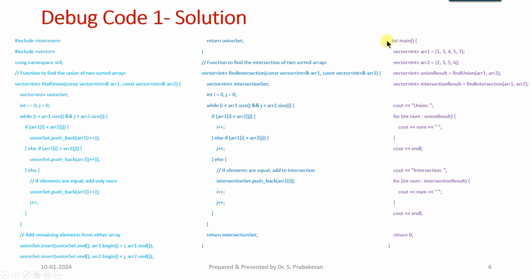Moving on to the next part, that is our main function. We all know that in the main function we have two sorted arrays, array 1 and array 2. Here we call the find union as well as the find intersection function, passing these arrays as parameters, and finally we get the values printed for the union as well as the intersection using the cout function. So this is the overall logic of this code. Now we will quickly run through the code and see what output we get.